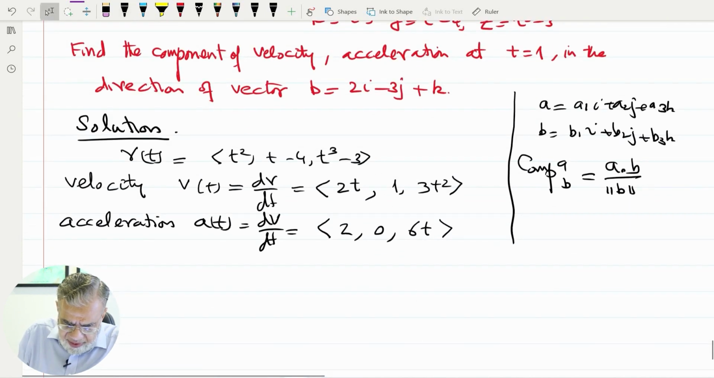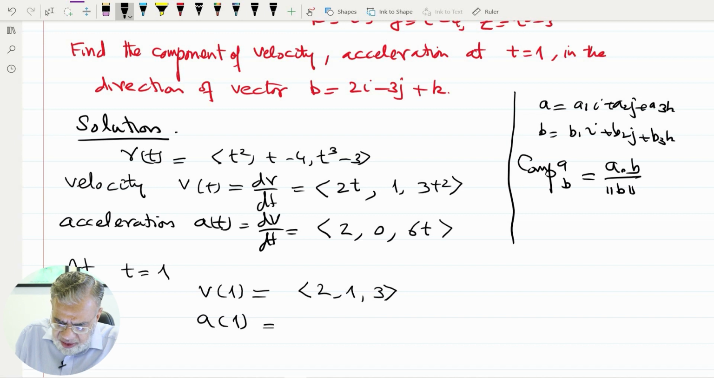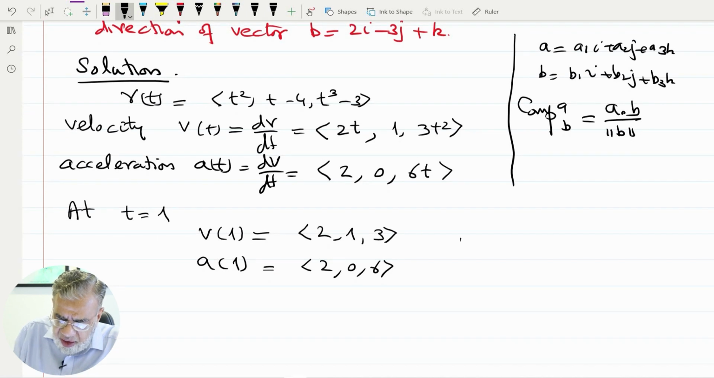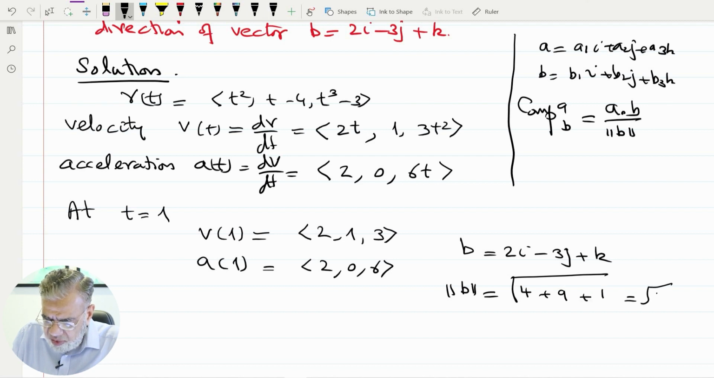Now we find the value of this at t equal to 1, because we want to find the component of the velocity vector at t equal to 1 and the acceleration along the vector b. So at t equal to 1, the velocity is 2, 1, 3, and our acceleration vector at t equal to 1 is 2, 0 and 6. Now we have the vector b given to us, 2i minus 3j plus k. We need the magnitude of vector b. The magnitude of vector b is the square root of 4 plus minus 3 square, which is 9, plus 1, so that gives root of 14.